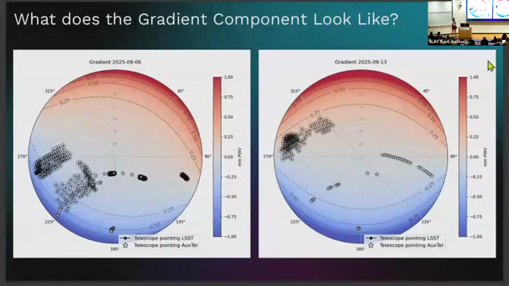But in the months that I've processed, we typically see these gradient components pointing to the north and northeast directions. So this could potentially be a source of systematic error, especially for these lower elevation observations.